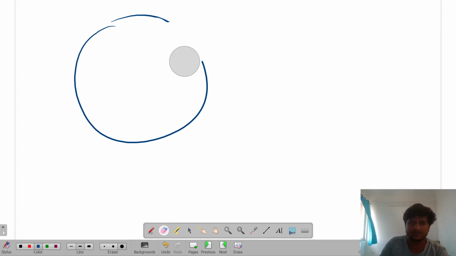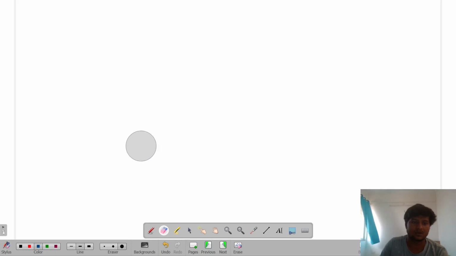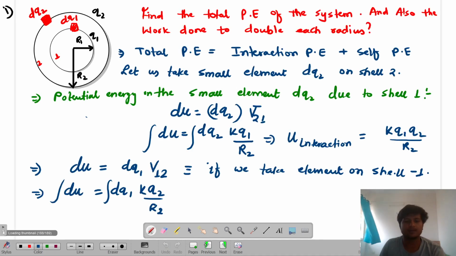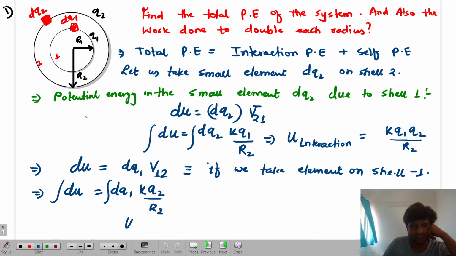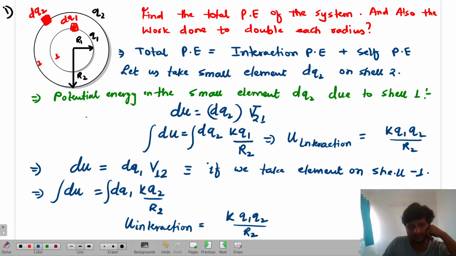Is that clear? Are you able to get me? And that is why it is kq2 by r2. So this is why the net potential is still the same, the potential interaction, which is k q1 q2 by r2. Is that clear?